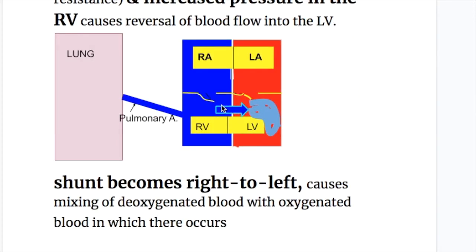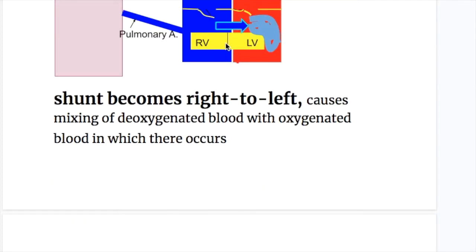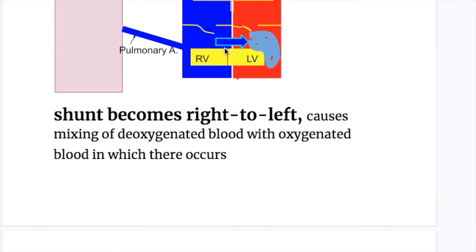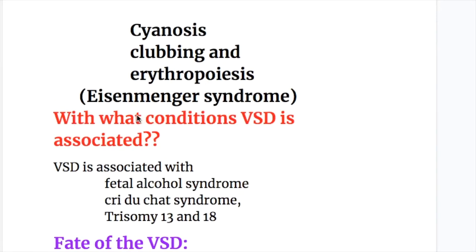That causes mixing of the deoxygenated blood from the right ventricle to the left ventricle, and from the left ventricle it goes out to the body, and that causes cyanosis, clubbing, and erythropoiesis. This is known as Eisenmenger syndrome when it becomes cyanotic.